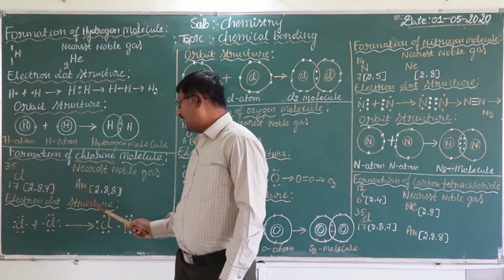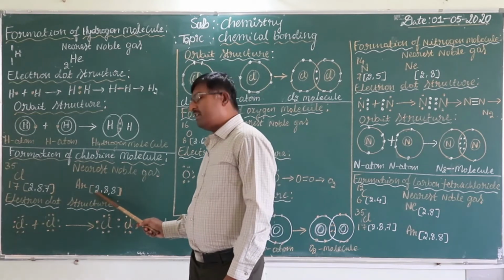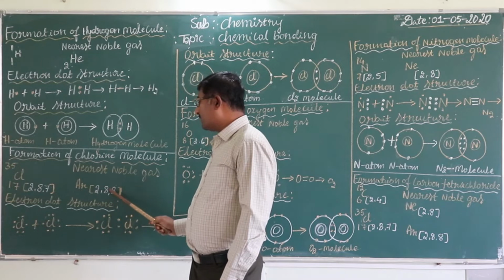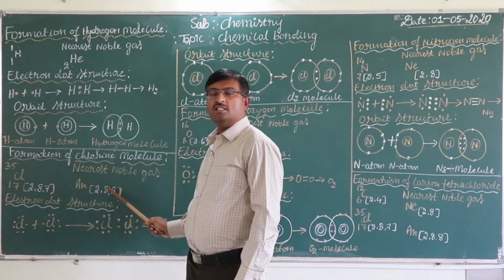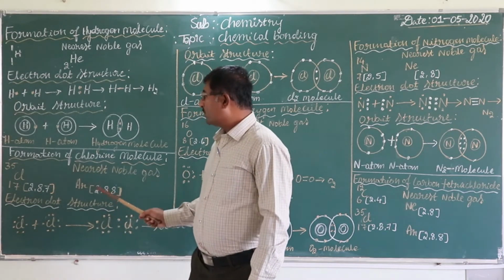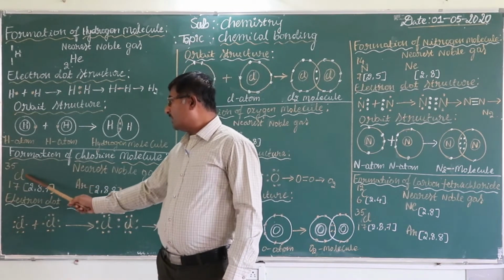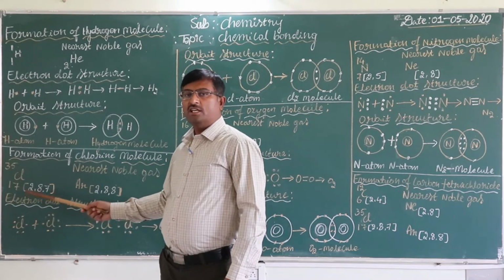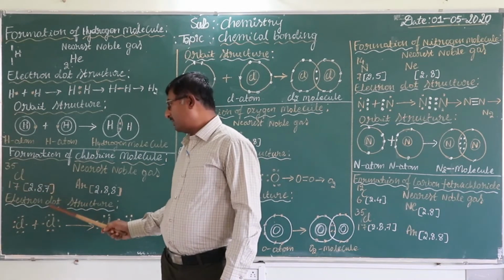Near to this chlorine, argon is there. Argon has electronic configuration 2, 8, 8. Here in the outermost orbit 8 electrons are there, so argon is in stable configuration. To get the configuration of argon, chlorine needs 1 electron. So chlorine, to get the stable configuration, readily accepts 1 electron.